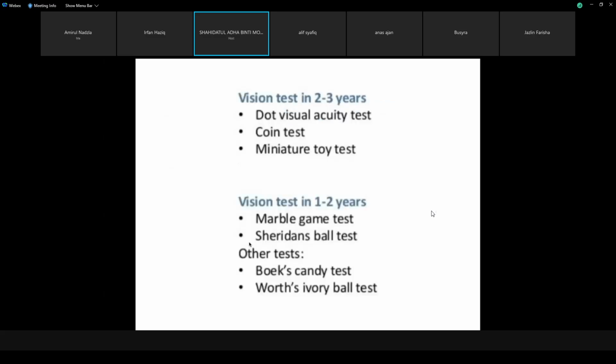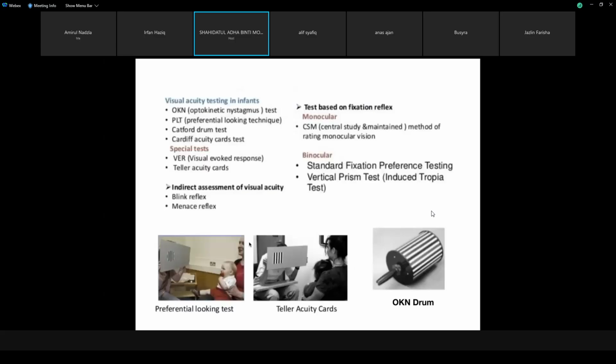Alright, vision test in 2 to 3 year olds, usually we use the dot visual acuity test and miniature toy test. In 1 to 2 year olds, these are the preferred ones: marble game, Sheridan ball, bird candy, Worth ivory ball test. But apart from this, we also have the preferential looking test. Okay, I will tell you about the preferential looking test after this.